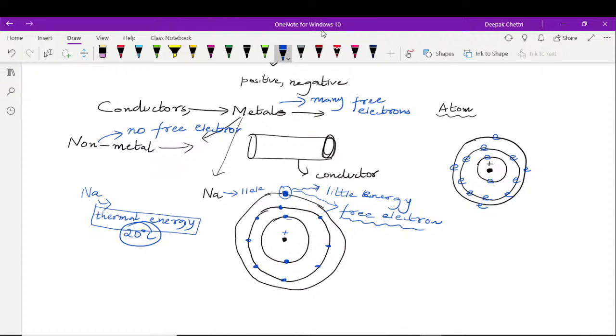Now, what happens, since this electron is free, it can now move around in this conductor. Nobody is going to stop it. The atom cannot pull it, the nucleus cannot pull it. So, these free electrons can move about in this conductor, right. And it is the movement of this electron that produces current, right.